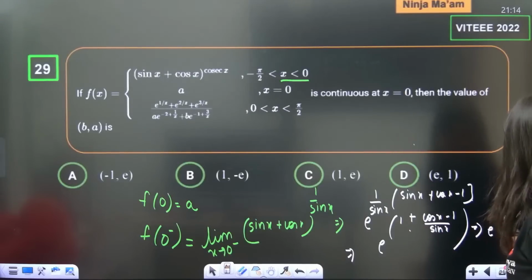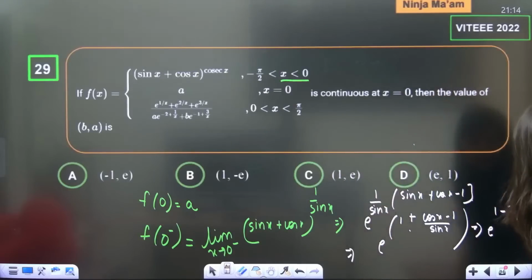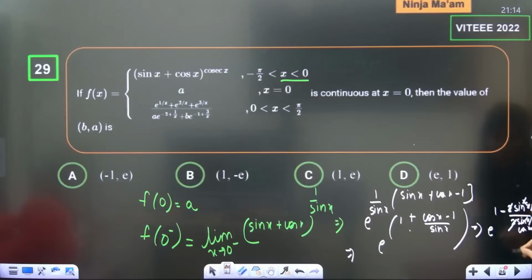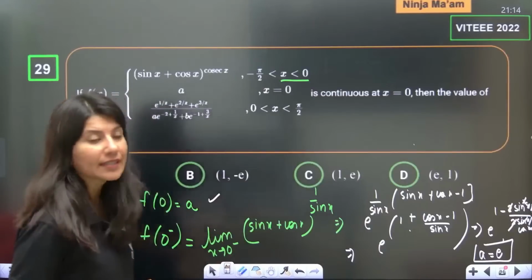So this is e power 1 minus, can we just apply, 1 minus cos x is what? 2 sin square x by 2 upon 2 sin x by 2 cos x by 2. 2 cancel, sin cancel over here. If you put x equals 0, 1 minus this is 0. So e power 1. Actually, so A will be e. A will be equal to e power 1. See, f of 0 is A and f of 0 minus we have calculated as e.